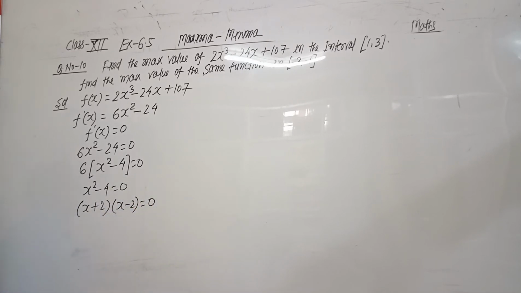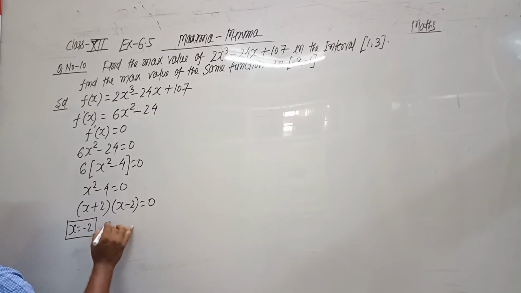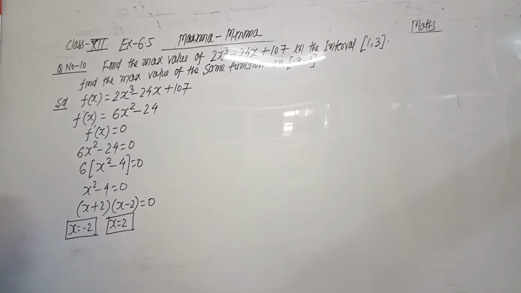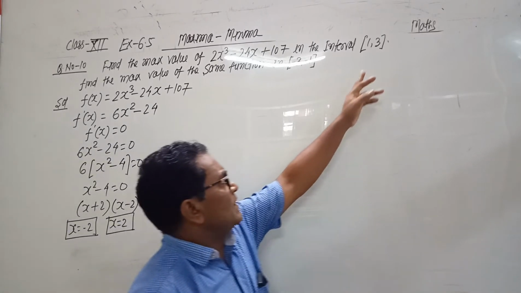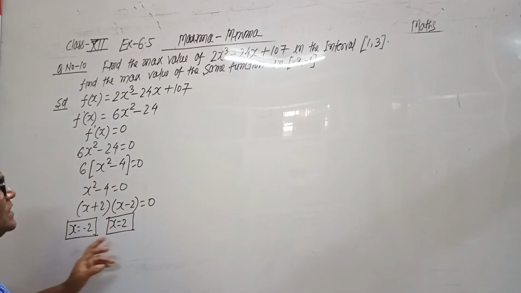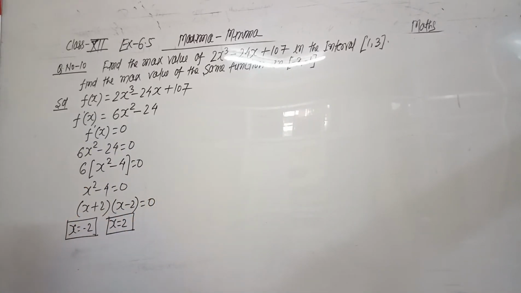So we get two values. When x plus 2 equals 0, the value obtained is x equals minus 2, and when x minus 2 equals 0, the value obtained is x equals 2. So the value 2 lies in the interval 1 to 3, and the value minus 2 lies in the interval minus 3 to minus 1.